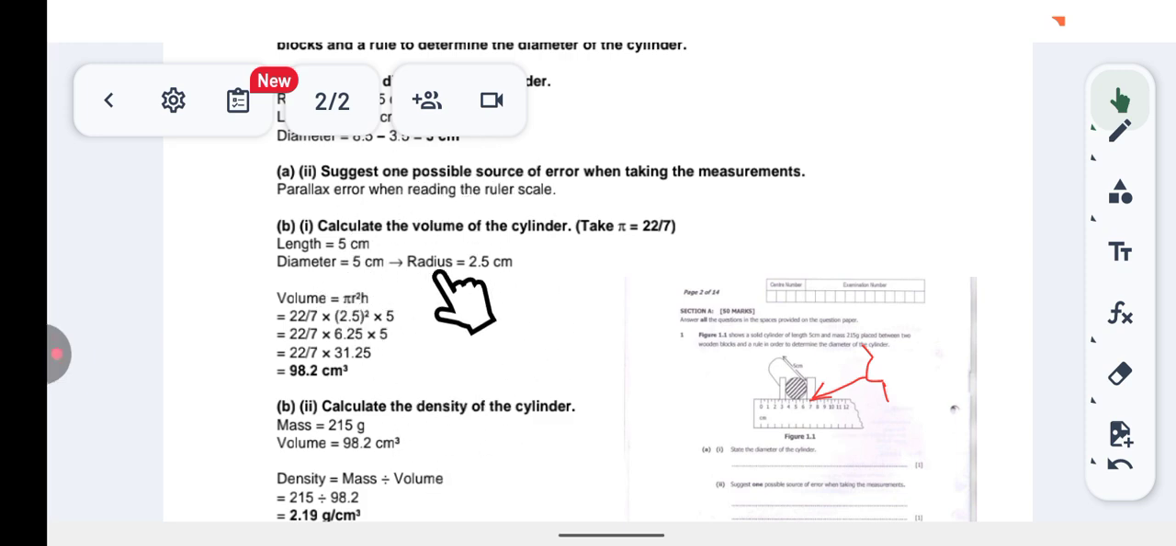To find the radius, you simply divide the diameter by 2, because the radius is half of the diameter. Using the formula for volume, V equals pi r squared times h. Our pi is 22 over 7, multiplied by our radius, which is supposed to be 3, to the power 2, then multiplied by our length, which is 5 centimeters. When you do your calculations, you will get the correct answer there, not this one.